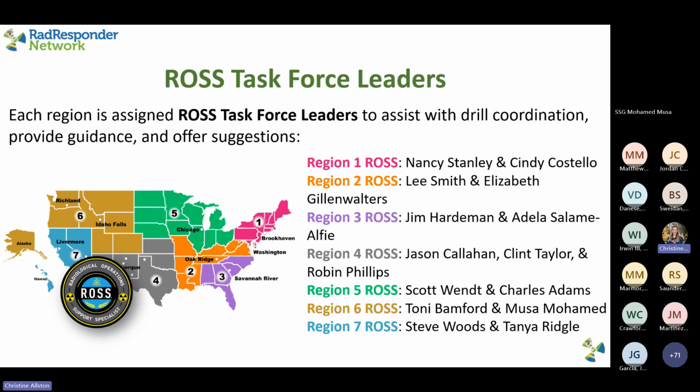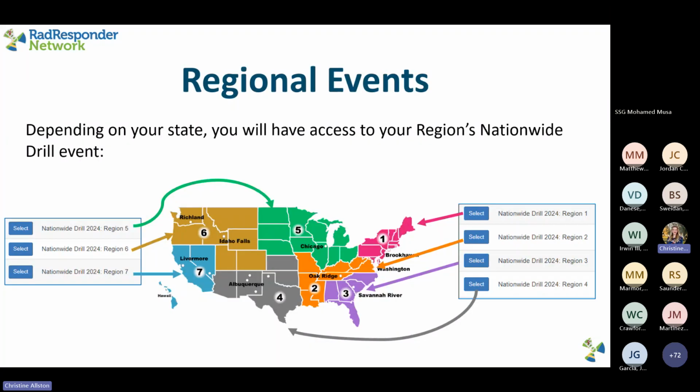As a reminder, you all were split up into regions, and you were given ROS task force leaders to assist with your drill coordination. Depending on your state, you have access to your region's nationwide drill event. So if you are in Region 1, you have the Nationwide Drill 2024 Region 1 event to work in. Depending on the state you're located in and your region, that corresponds with the event you are working in today and throughout the rest of the week.